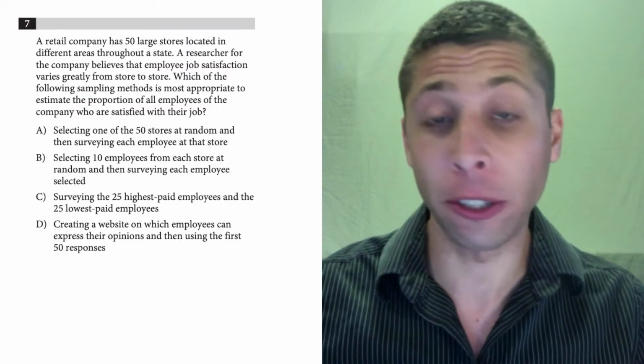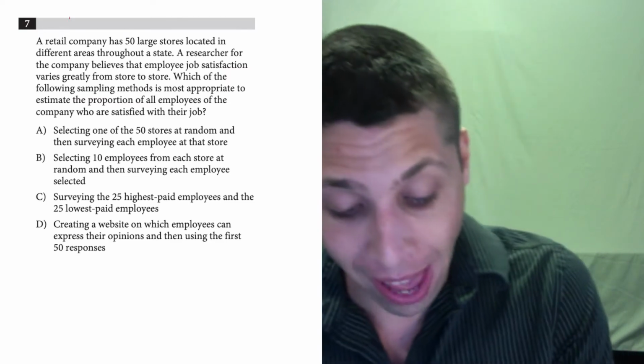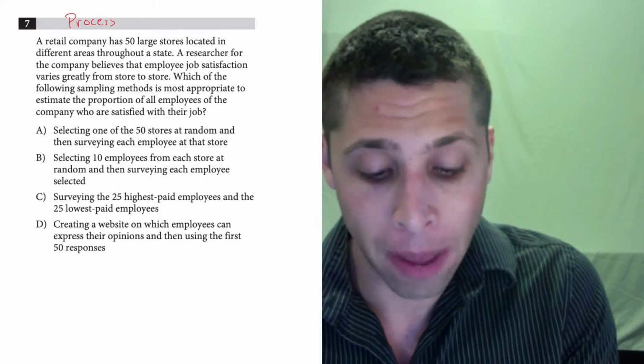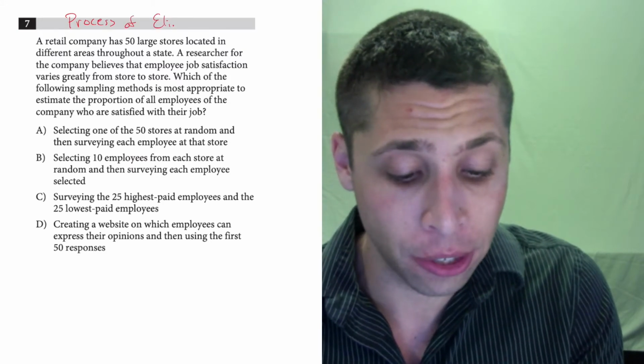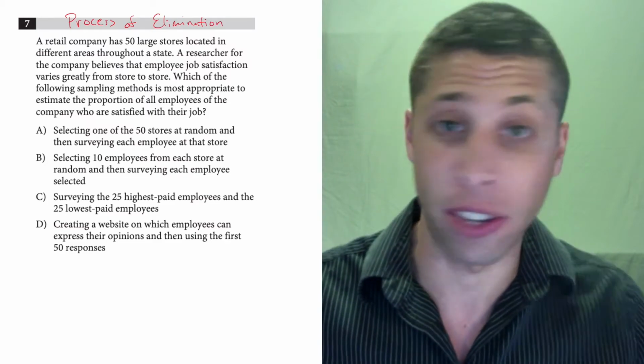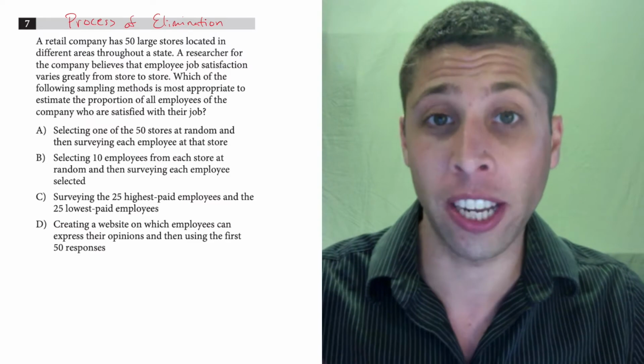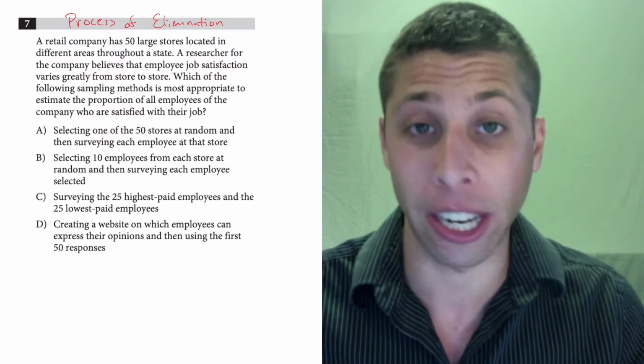Number 7 looks like a reading question, and we're just going to have to treat it that way. There's really no math involved. This is much more about using process of elimination to sort through these choices and understand the definitions that are kind of built into this. This is a statistics question, so we're going to understand some statistics ideas to really get it right.